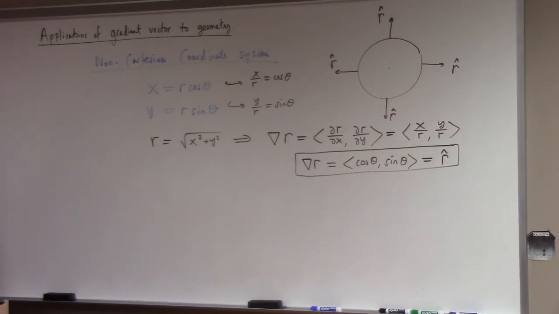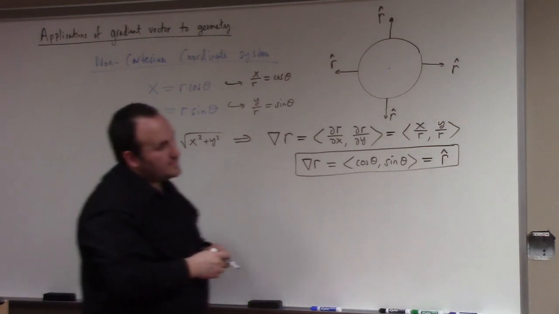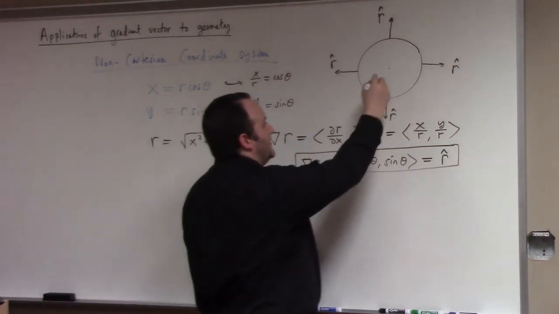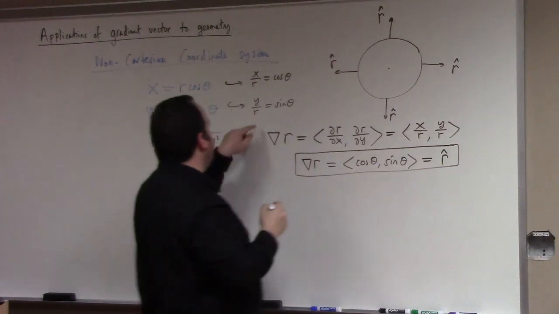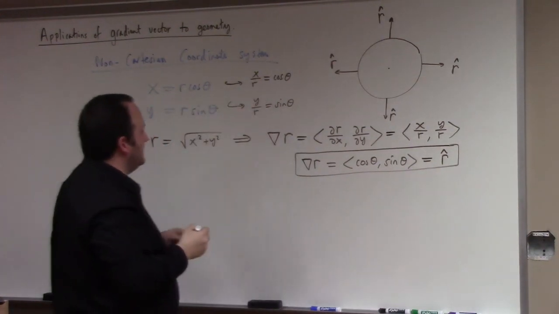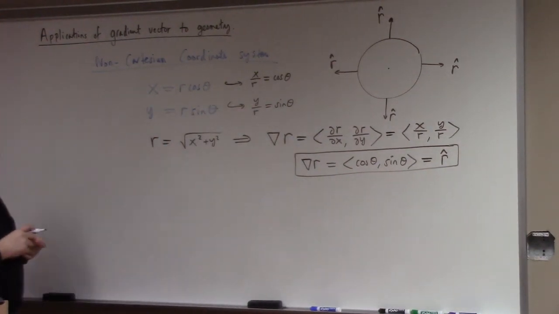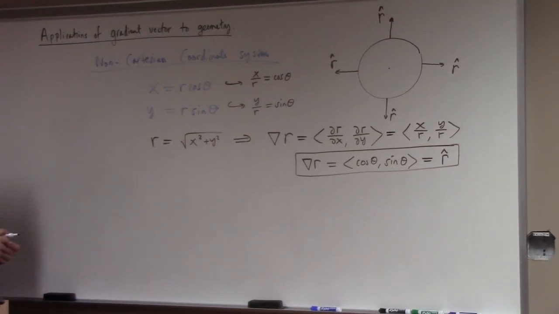There's one place where r hat's not a good citizen of the mathematical world. Where's that? What's that? The origin. Yeah, origin is very troubling because that's where we get division by 0, which is not nice. Polar coordinates, strictly speaking, break down at the origin.